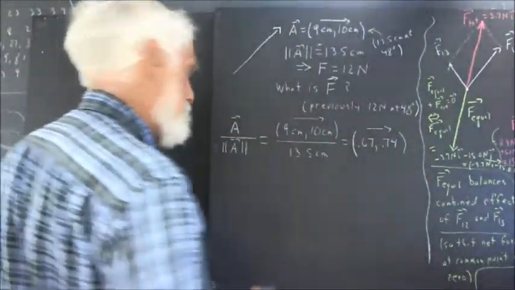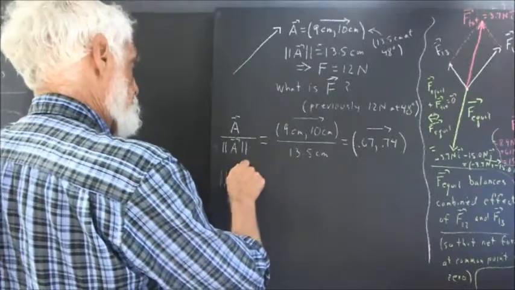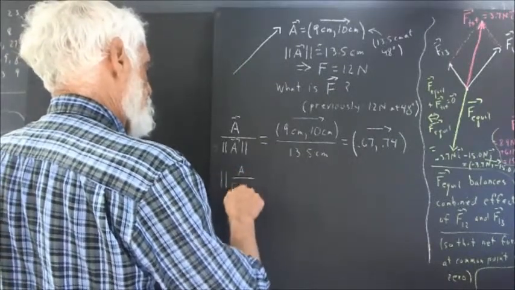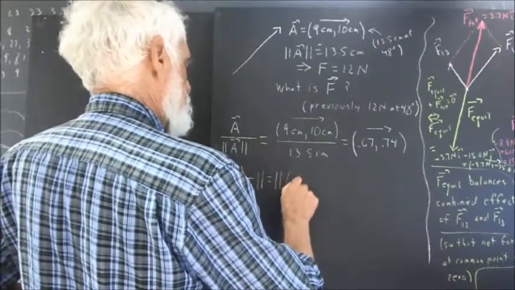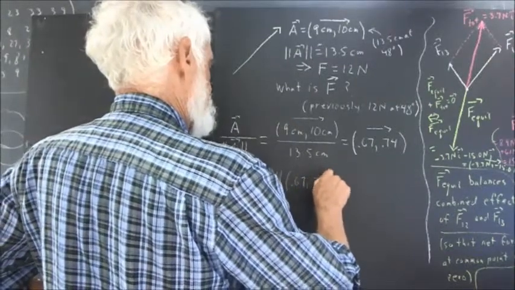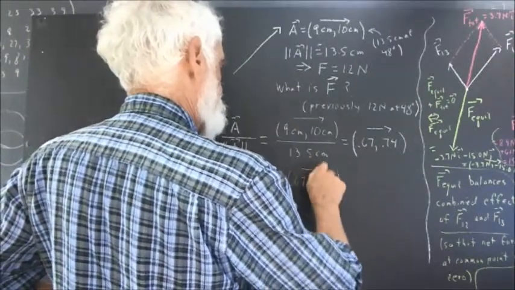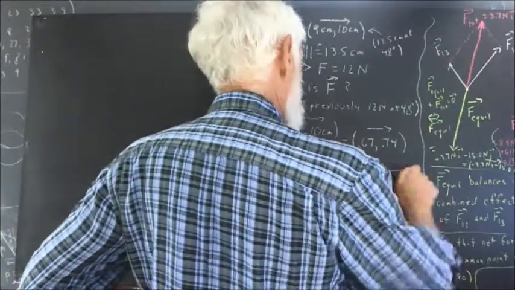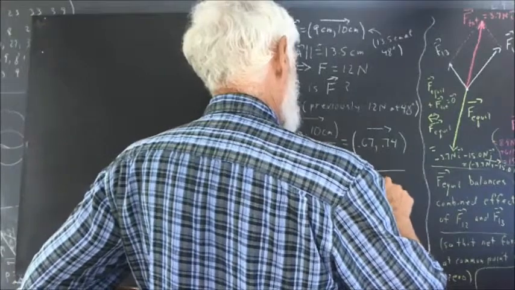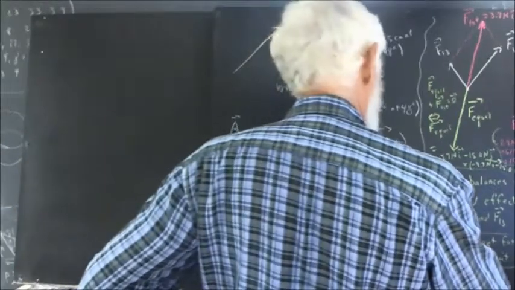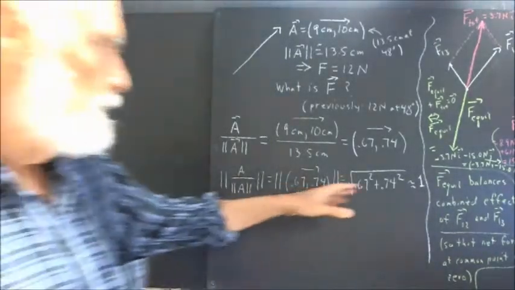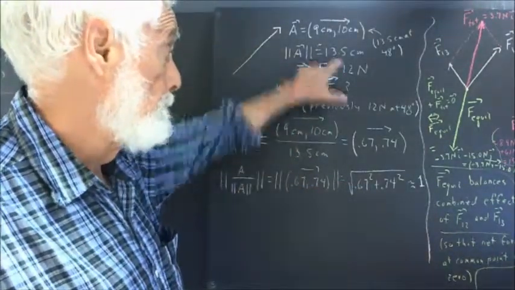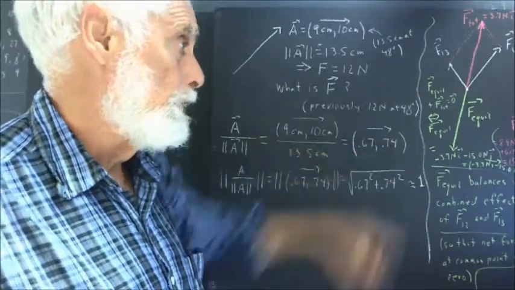Now, the magnitude of A divided by the magnitude of A is, of course, the magnitude of the vector 0.67, 0.74, which is the square root of 0.67 squared plus 0.74 squared, and that's approximately 1. Now it's off a little bit because this 13.5 was rounded, and the 0.67 and 0.74 were rounded.